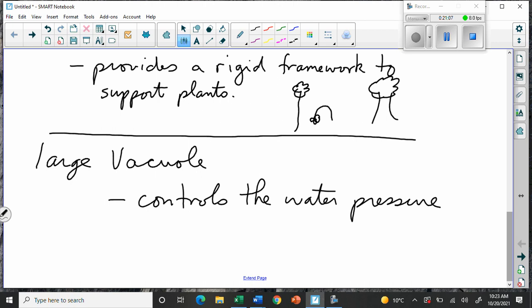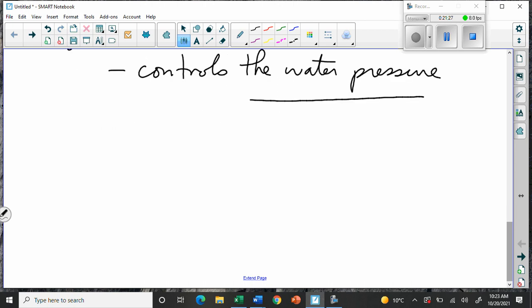So it controls the water pressure, which is more important in plants. I mean, it's important in animal cells too, but it's a vital part of plants and how they work. When you get into your grade 11 biology class, you'll learn about how plants use water pressure to do all kinds of interesting things.